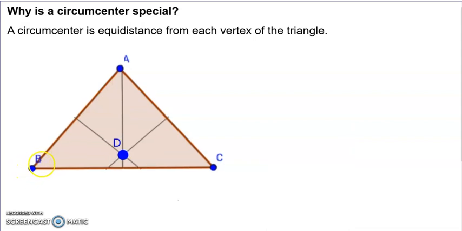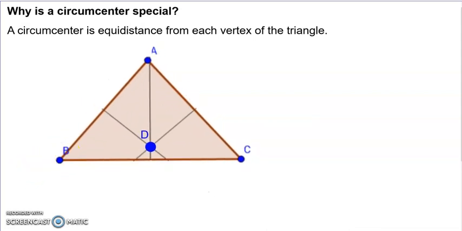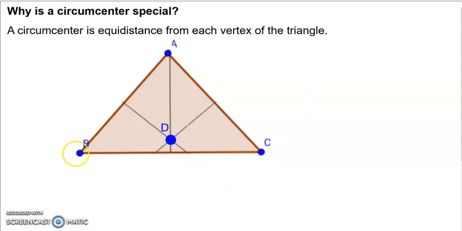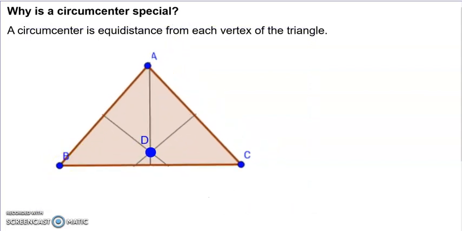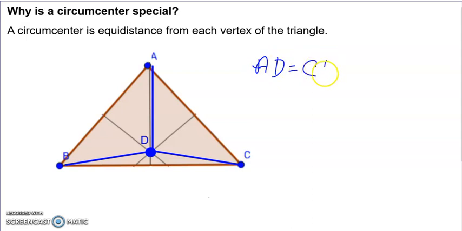If I go from the corner of the triangle to D, corner of the triangle to D, corner of the triangle to D, all of those segments are congruent. From the corner to the circumcenter equals from the corner to the circumcenter equals from the corner to the circumcenter.